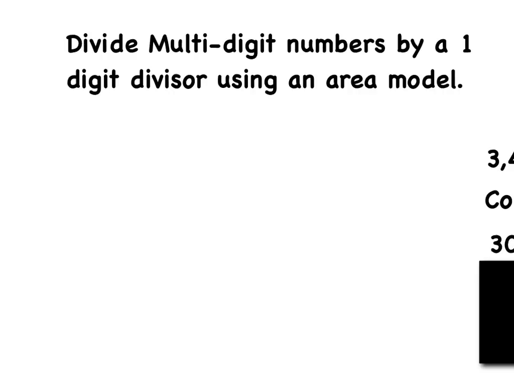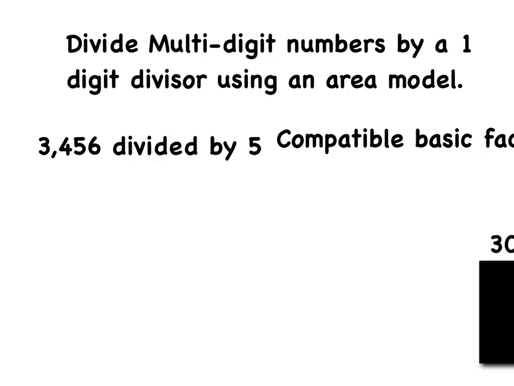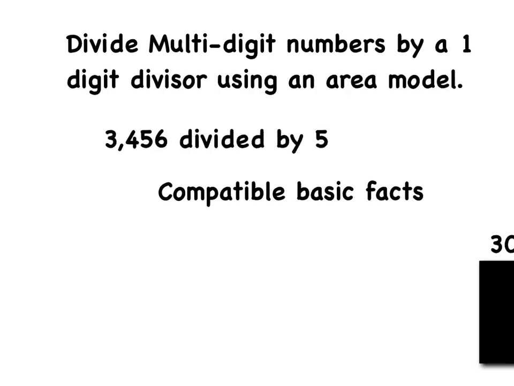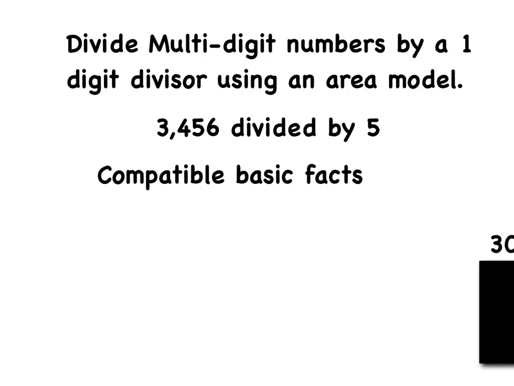Hello everyone. Tonight's lesson is going to have us dividing multi-digit numbers by a one-digit divisor using an area model. That's going to be doing something like 3,456 divided by 5. There's some things that we need to talk about to make sure that we can do that. The first thing we need to remember is what is a compatible basic fact and how is that going to help us in division.